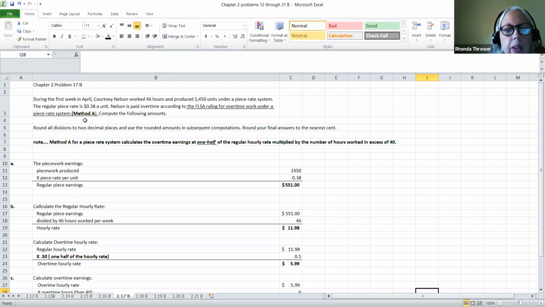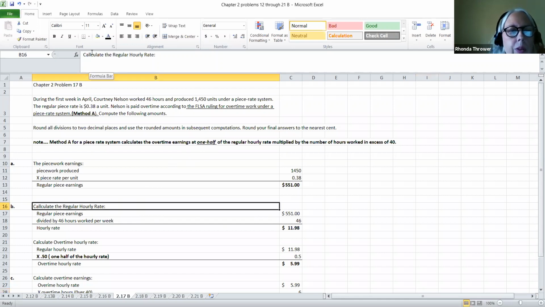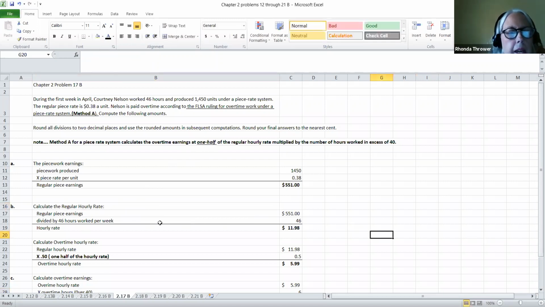Because we're using method A and they want us to eventually calculate the overtime, we have to know that overtime is calculated at 1/2 of the regular hourly rate. So we have to find what the regular hourly rate is before we can find the overtime rate. Here, I got that spelled wrong, so let me fix that for you. We're going to calculate the regular hourly rate.